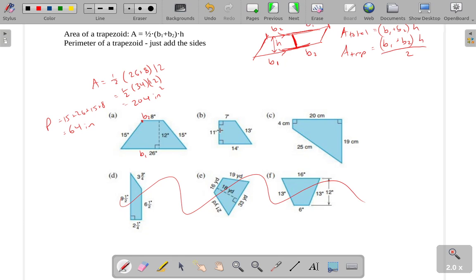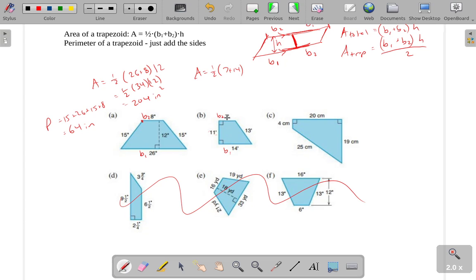For part B, you can see we're just given the 4 side lengths. However, we are told that this 11, this side, is perpendicular to both the 7 and the 14. These are all feet, not inches. So that means that this 11 feet does double duty both as a height and one of the sides. So when I go to figure out the area of this trapezoid, it'll end up being 1/2 times 7 plus 14. These are my bases. This is B1, this is B2.